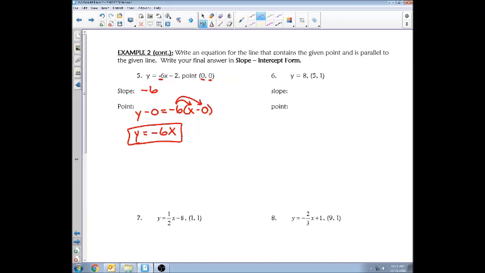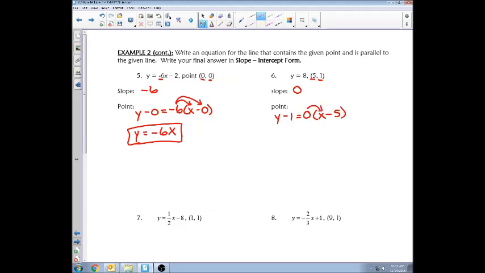It just has y equals 8. Well, if y equals 8, remember that my slope, anytime I have y equals, will be 0. Okay? Now I need to write it in point-slope form, so y minus y1, which is 1, is equal to 0 times x minus x1, which is 5, so x minus 5.